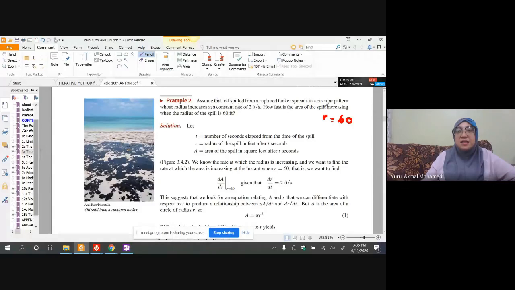Okay, and then it is also given that the radius is increasing with a constant rate. When we talk about rate, it's differentiating with respect to time. So dr/dt is equal to 2 feet per second.